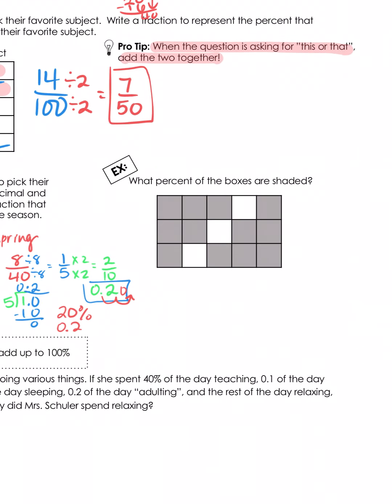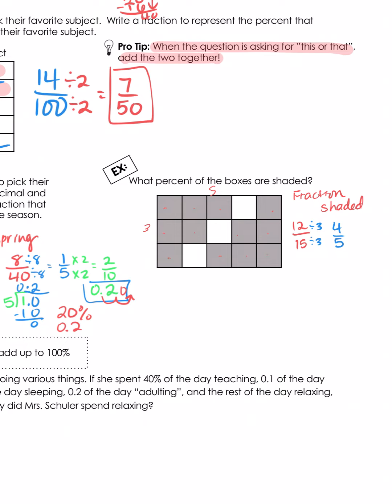This next one, what percent of the boxes are shaded? The first thing I'm going to do is find the fraction that's shaded. So I'm going to count. There's 1, 2, 3, 4, 5, 6, 7, 8, 9, 10, 11, 12 shaded. Out of, let's see, this is 5 and 3, so that's going to be 15. Can I simplify that? Let's make life easier. I can divide by 3, both the numerator and denominator, and I'm going to get 4/5.